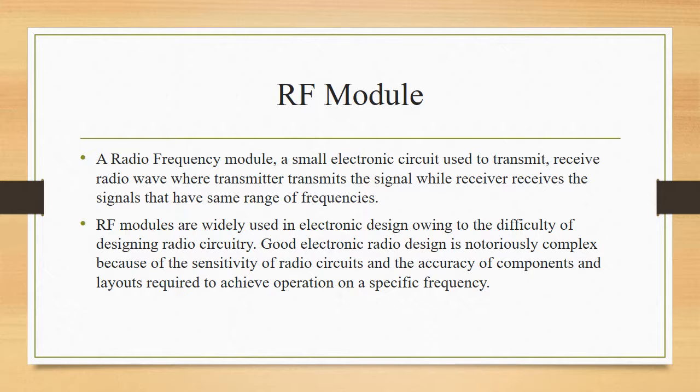RF modules are widely used in electronic design owing to the difficulty of designing radio circuitry. Good electronic radio design is notoriously complex because of the sensitivity of radio circuits and the accuracy of components and layouts required to achieve operation on a specific frequency. On the other hand, the radio frequency module is a small electronic circuit used to transmit and receive radio waves, where the transmitter transmits the signal while the receiver receives the signal of the same range of frequency.